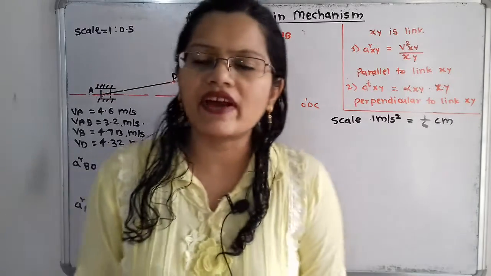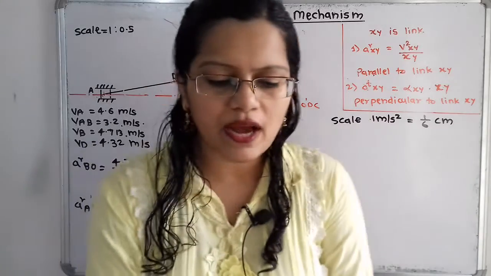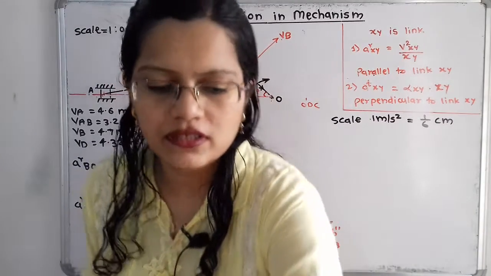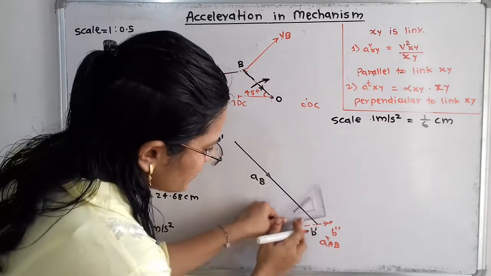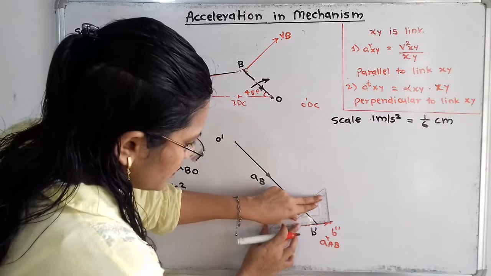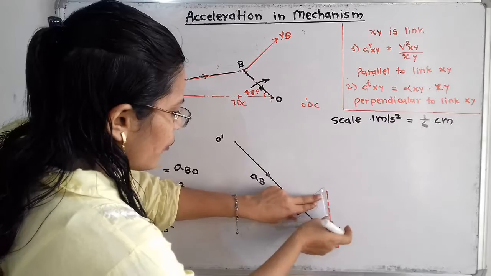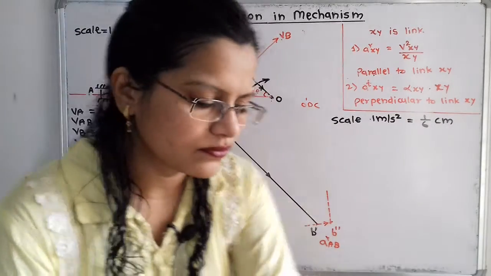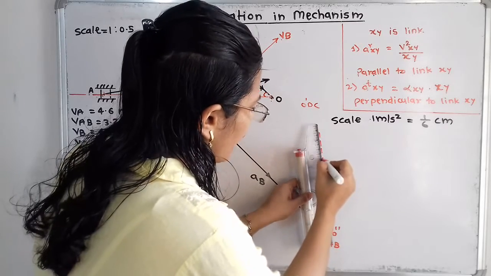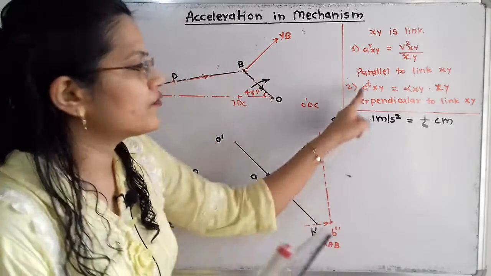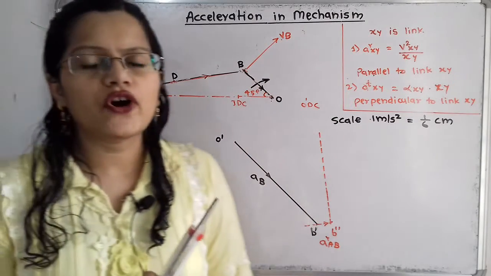Now how can we define the tangential component for this AB? So radial component and tangential component are perpendicular to each other. So I will take this protractor and I will align one edge to B dash B double dash, and from the second edge I will draw one dashed line. So now we don't know the exact magnitude for this tangential component. So we will keep it as it is. Now we will move to the next.